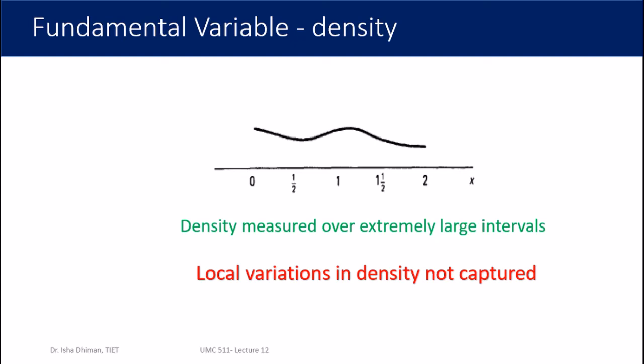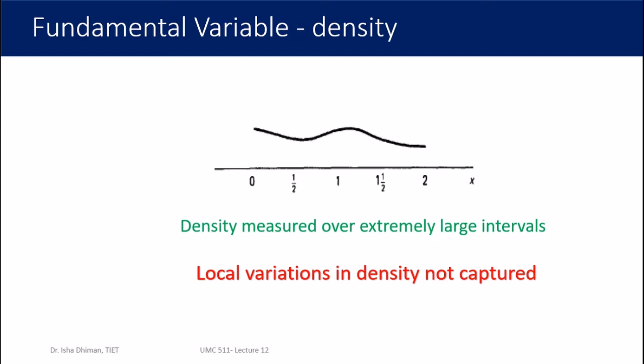So the profile is not constant obviously, but it's more or less like a constant. It's a smooth function. It's not a discontinuous one. I've not directly shown you the data, just the graph. But the problem with extremely large intervals is that the local variations in density are not captured.